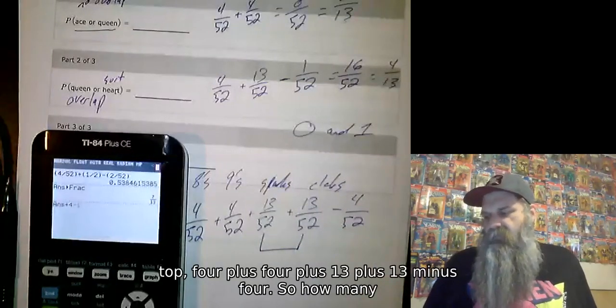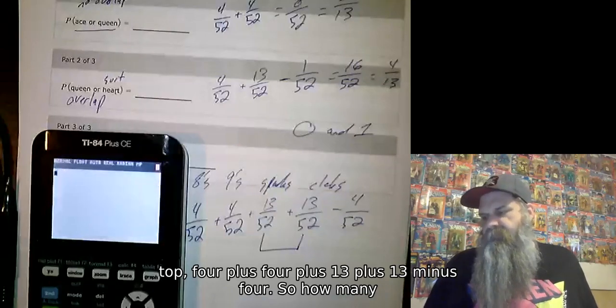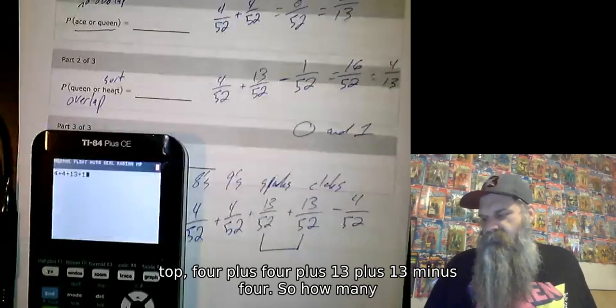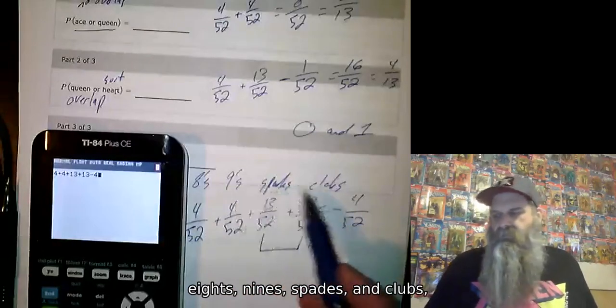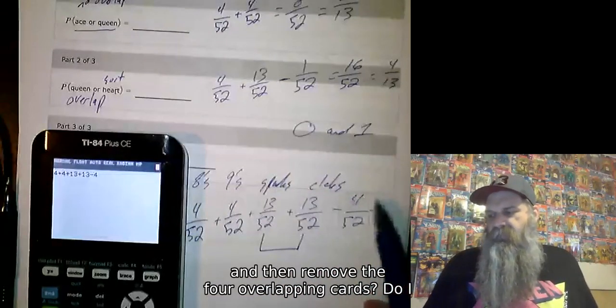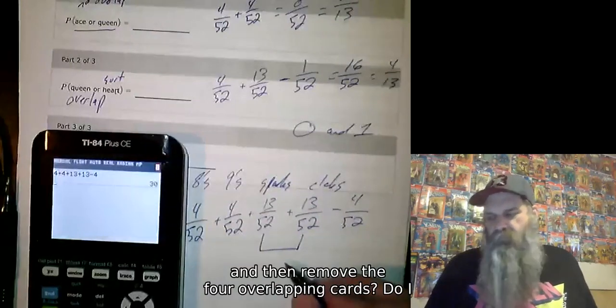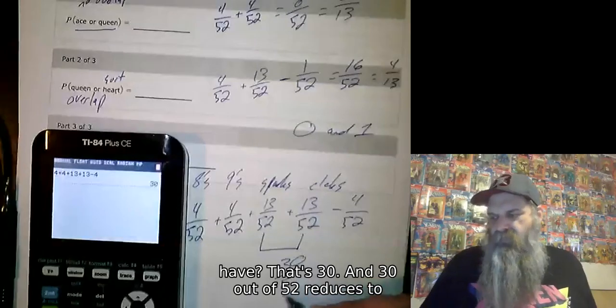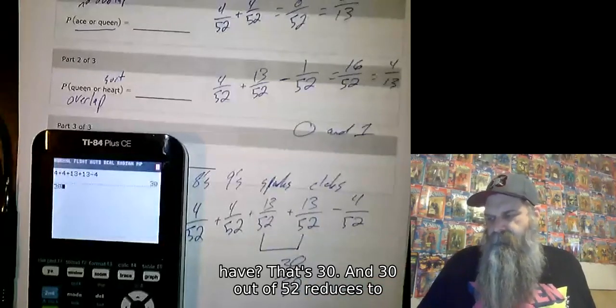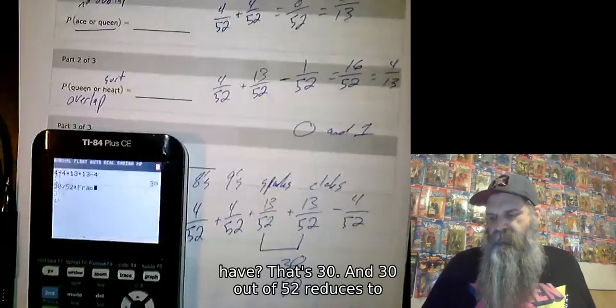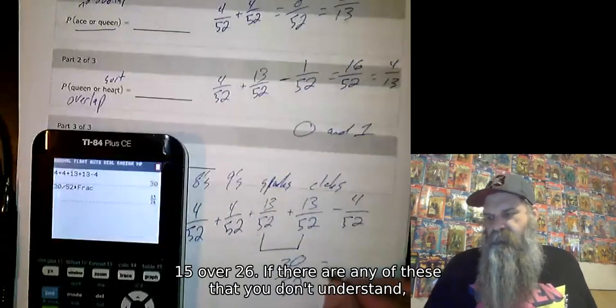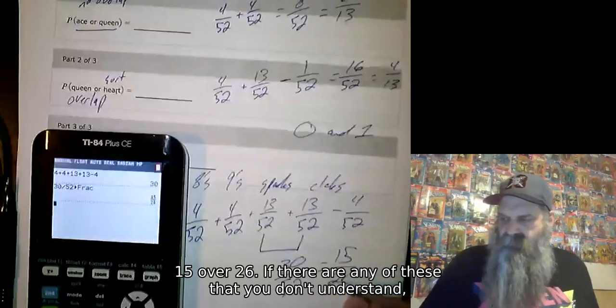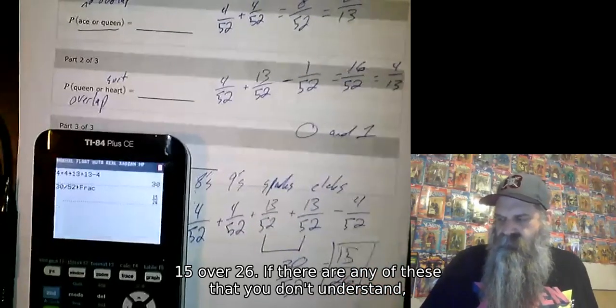But across the top, 4 plus 4 plus 13 plus 13 minus 4. So how many 8s, 9s, spades, and clubs, and then remove the 4 overlapping cards do I have? That's 30. And 30 out of 52 reduces to 15 over 26.